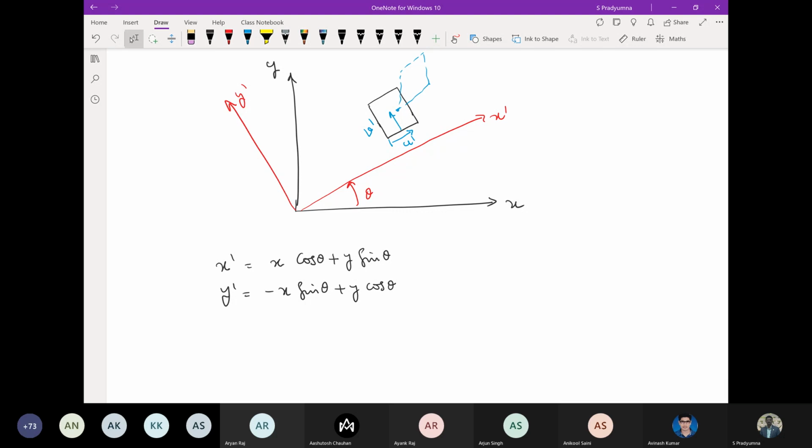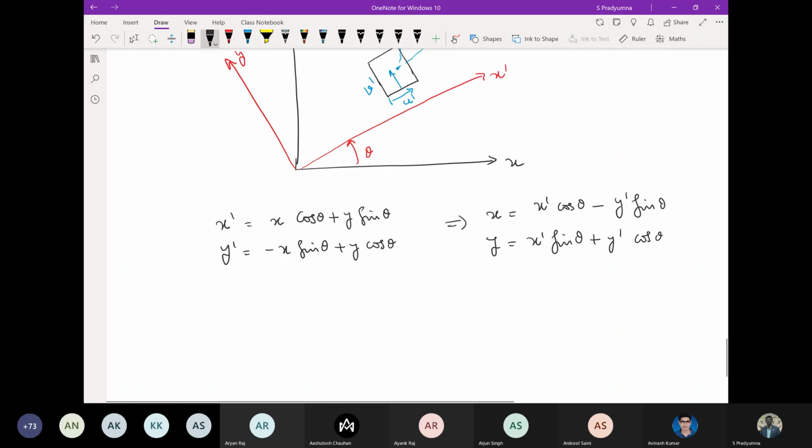On the other hand, I can also say what x will be: x is equal to x dash cos theta minus y dash sin theta, and y is equal to x dash sin theta plus y dash cos theta. Now how are u and u dash connected? u dash is equal to u cos theta.